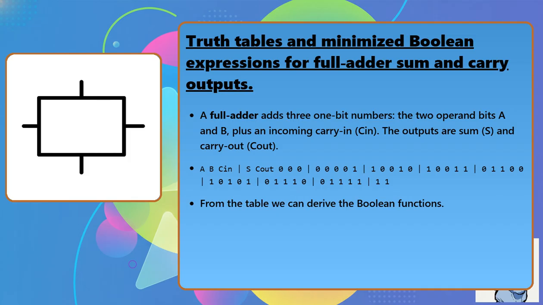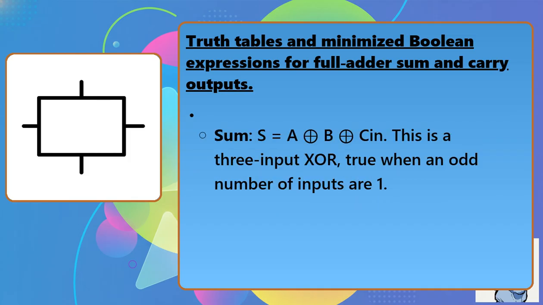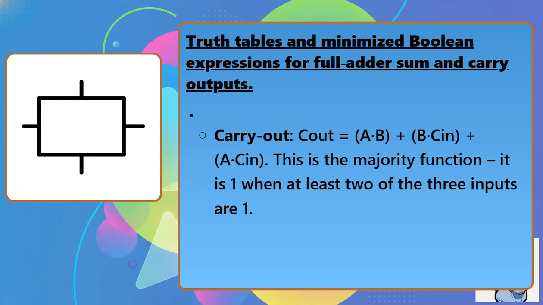From the table we can derive the Boolean functions. Sum S equals A XOR B XOR Cin. This is a 3-input XOR, true when an odd number of inputs are 1. Carry out Cout equals A and B plus B and Cin plus A and Cin. This is the majority function. It is 1 when at least 2 of the 3 inputs are 1.